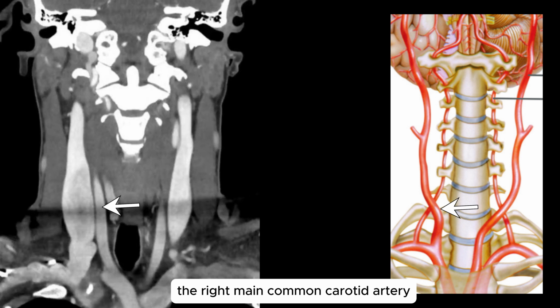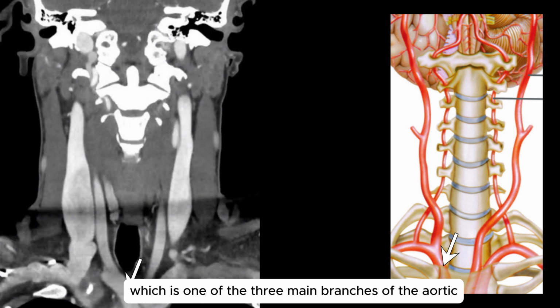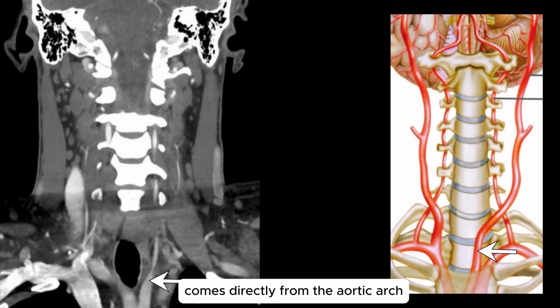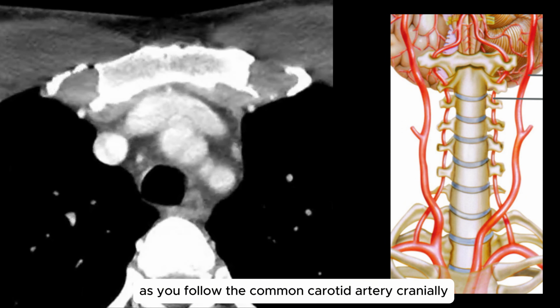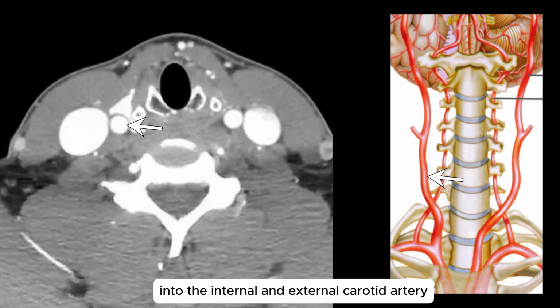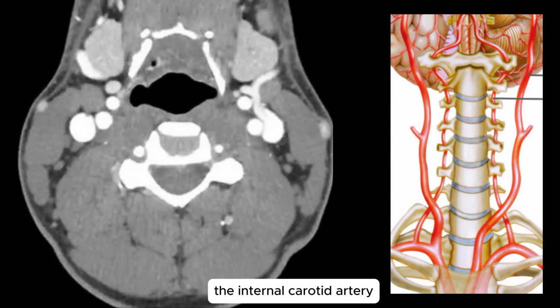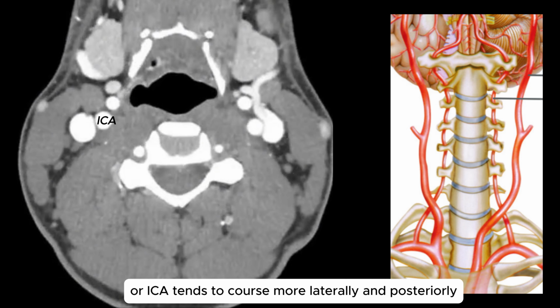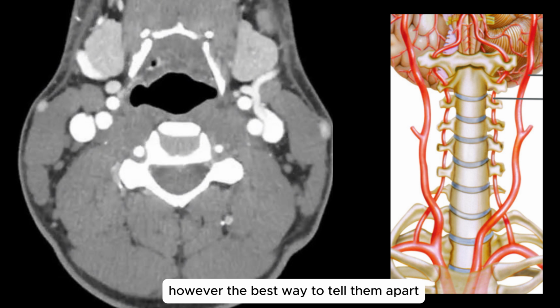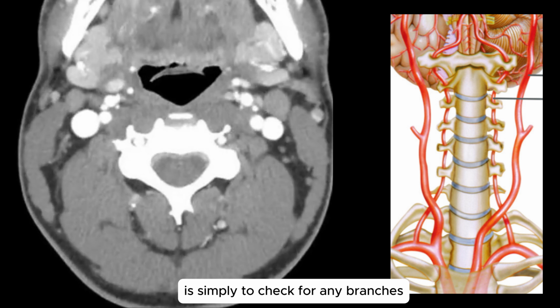The right common carotid artery comes off the brachiocephalic artery, which is one of the three main branches of the aortic arch. The left common carotid artery comes directly from the aortic arch. As you follow the common carotid artery cranially, it bifurcates into the internal and external carotid artery. The internal carotid artery, or ICA, tends to course more laterally and posterior, while the external carotid artery courses more medially and anteriorly. However, the best way to tell them apart is simply to check for any branches.